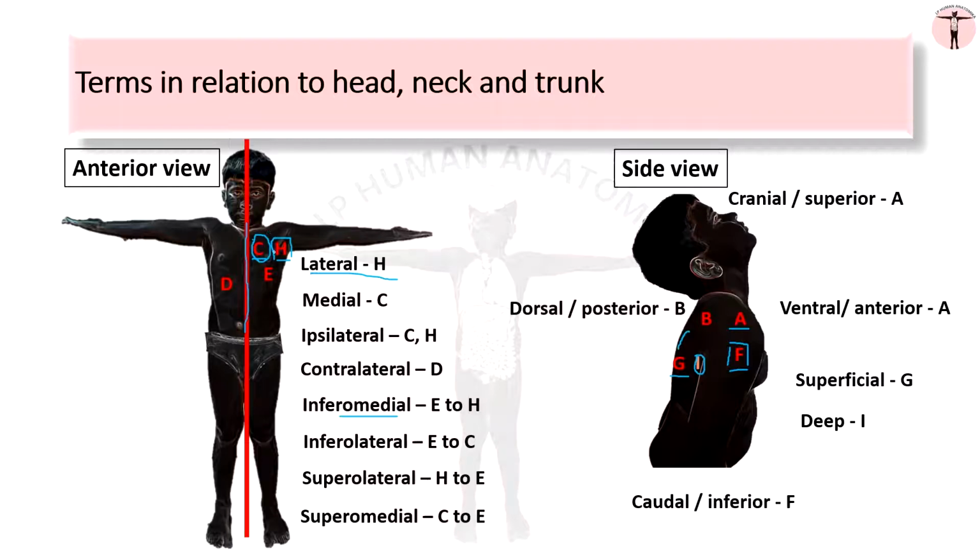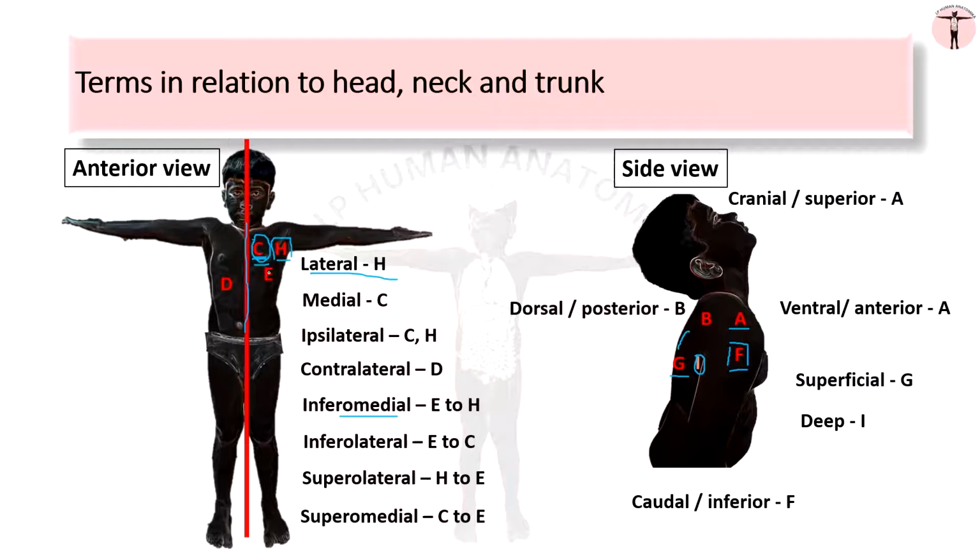Superomedial is the structure which is superior to the adjacent structure and also medial, closer to the midline than the adjacent structure. To compare with the same example, C, H and E: C is superior to E and it is close to the midline compared to E. So this relation we call superomedial.